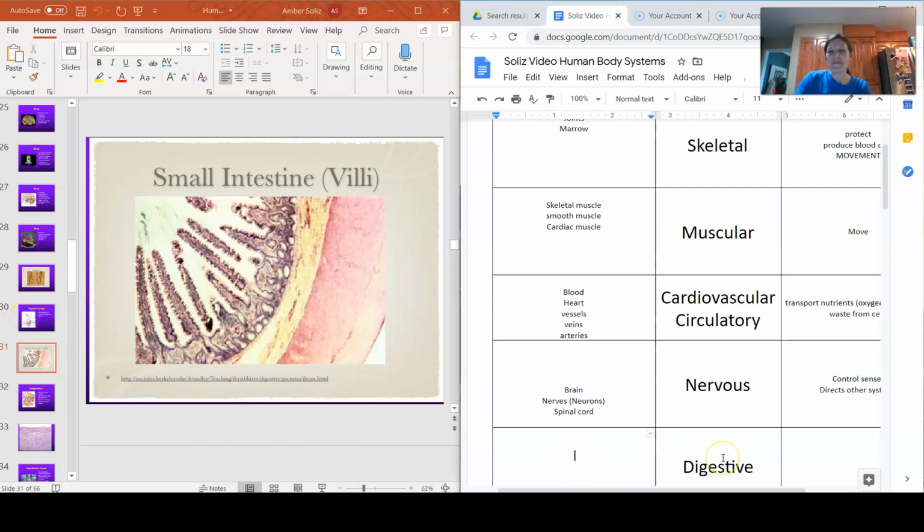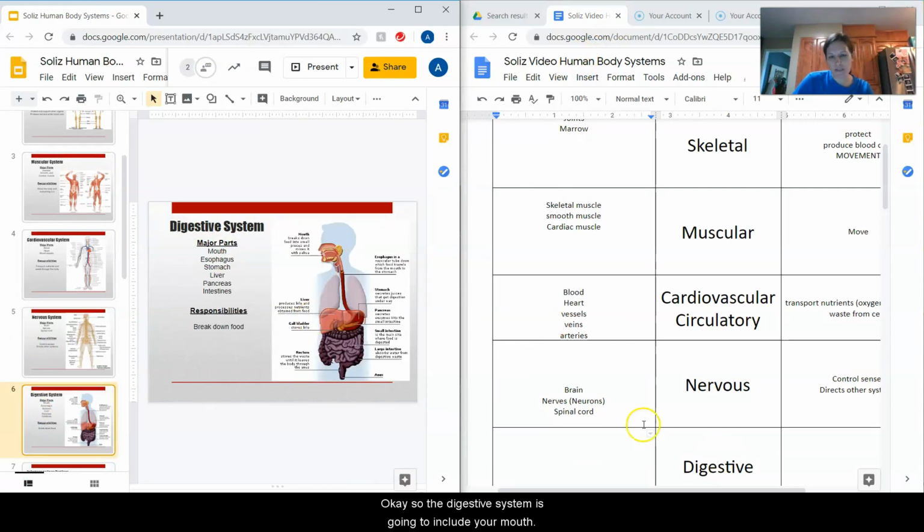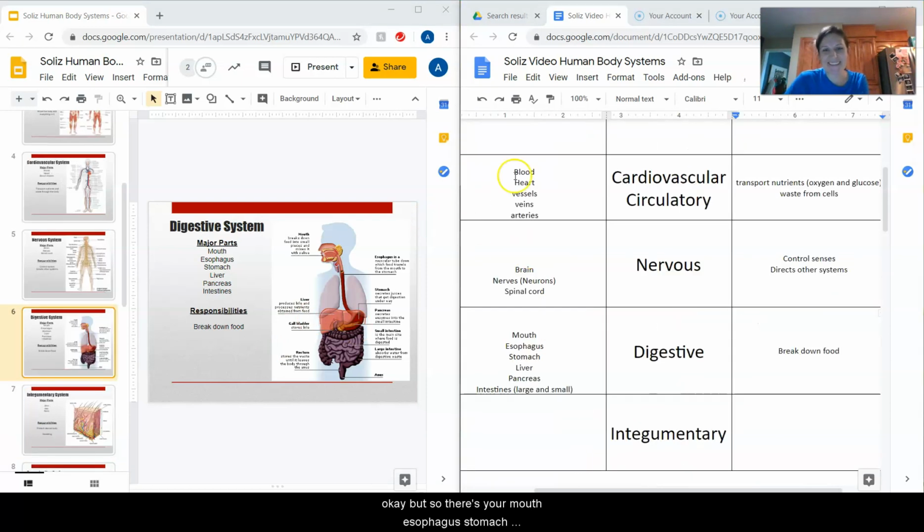All right, so again, let's look at that other PowerPoint. Goodness. Okay, so the digestive system is going to include your mouth, your esophagus, stomach, liver, your pancreas, and intestines. Now, each of these has different jobs. Your mouth obviously is going to be like pre-digestion. It helps you break stuff down with your teeth, and there are enzymes in your mouth, salivary amylase, that also help break it down before it even goes into your esophagus.